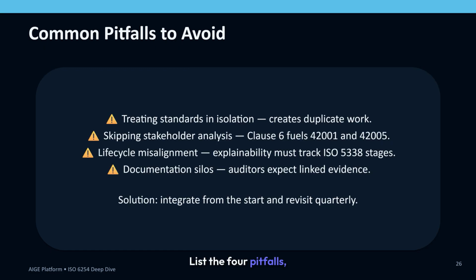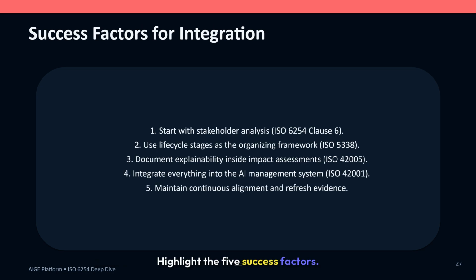List the 4 pitfalls: treating standards in isolation, skipping stakeholder analysis, misaligning lifecycle timing, and creating documentation silos. The antidote is to integrate from the start and revisit quarterly. Highlight the 5 success factors. Start with stakeholder analysis, organize via lifecycle stages, document explainability inside impact assessments, and integrate everything into the AIMS, and obviously just keep revisiting your alignment.